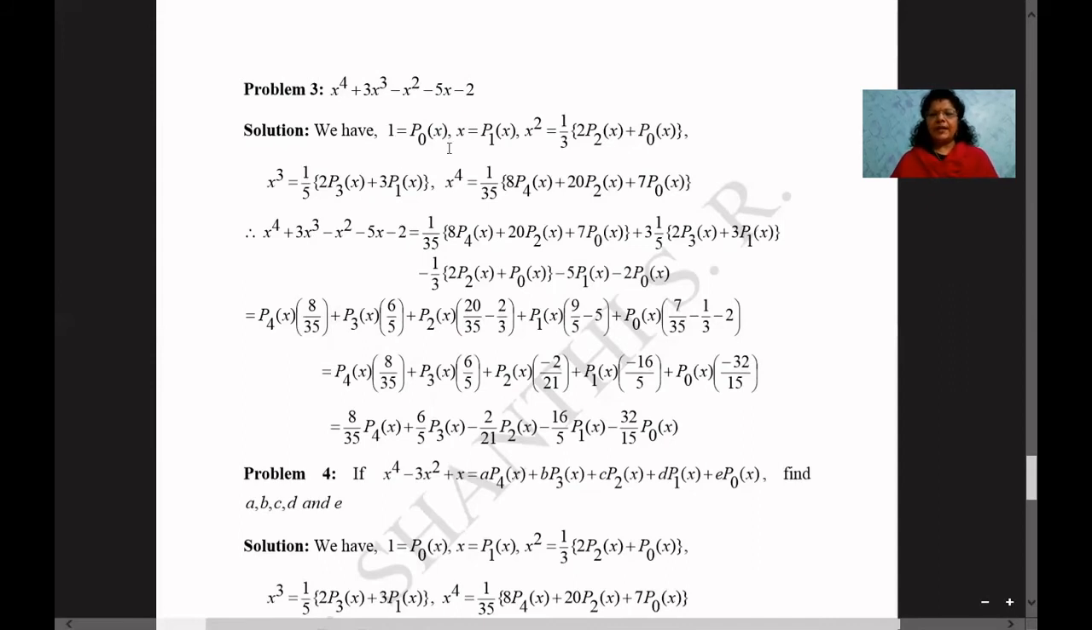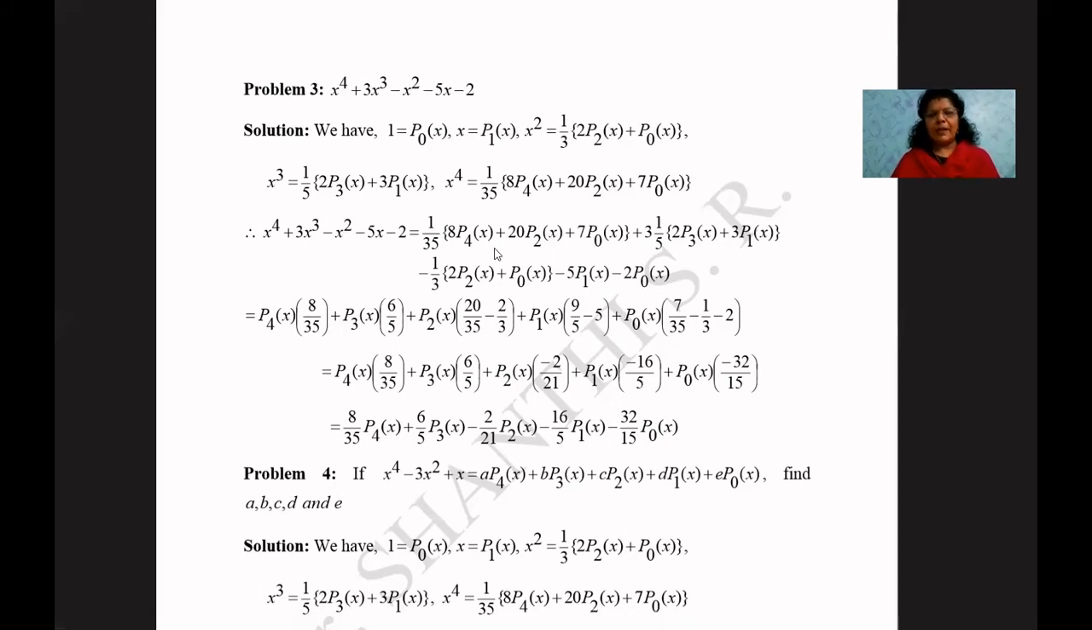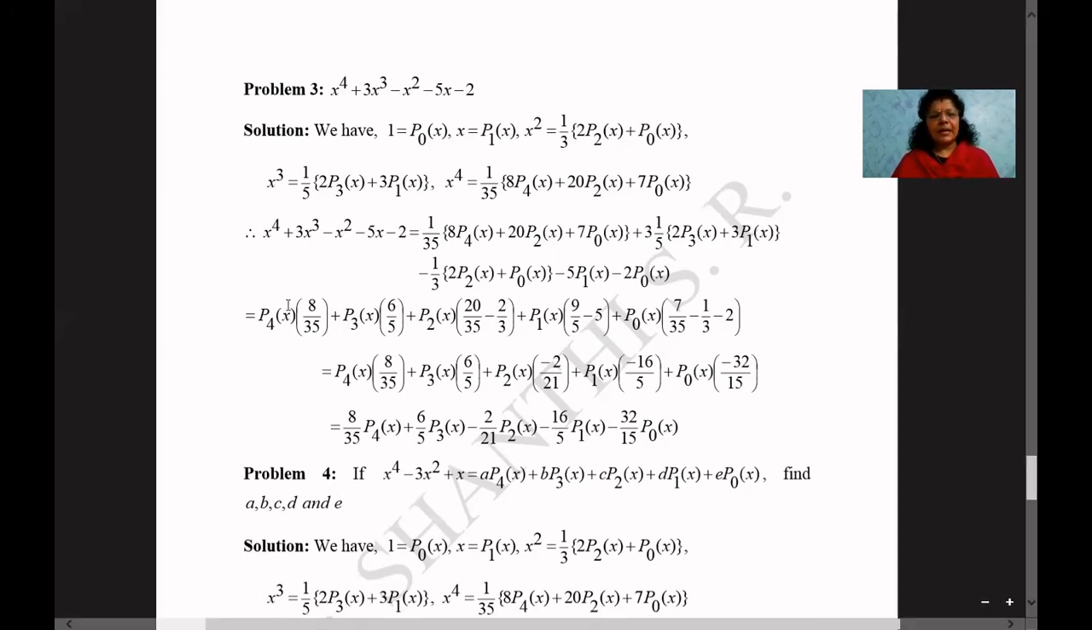Okay. Again, what are the polynomial notations you can find here? P4 of x, P3 of x, P2 of x, P1 of x and P naught of x. So I'm separately grouping the polynomials P4 of x, P3 of x, P2 of x, P1 of x, P naught of x. How many P4 of x are there here? Observing this equation you can see only one, whose coefficient is 8 by 35.